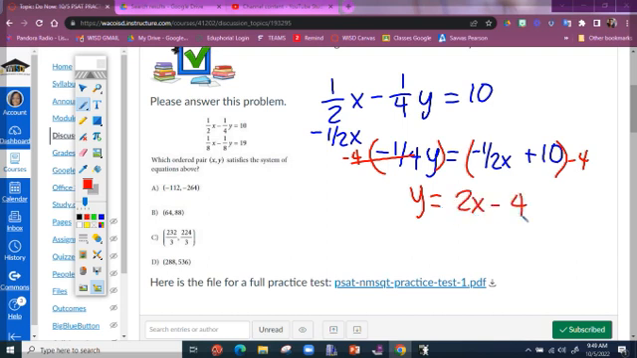So y equals 2x minus 40. Okay, so that's our first y. So we have 2x minus 40. You're going to repeat that process here. So we're going to do it again.